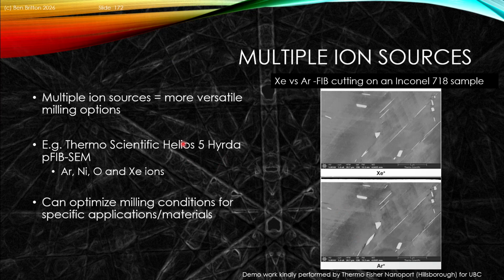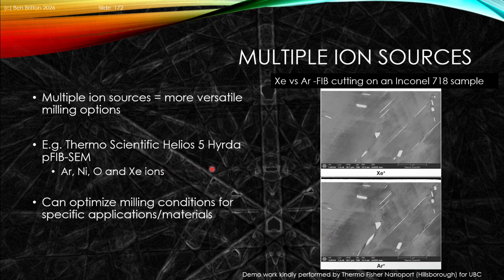You can also use multiple ion sources in the FIB. This is part of the Hydra system that's offered by Thermo Fisher, and so that can give you more versatile milling options. In some demo work that was kindly performed by Thermo Fisher Nanoport for us at UBC, we looked at the use of xenon and argon as the final milling steps for an Inconel 718 sample. And here we can see that the argon gives you a gentler final finish that improves, and here we can see the channeling contrast. That's the mottling contrast seen in the secondary electron image.